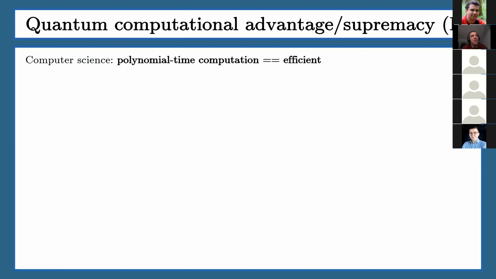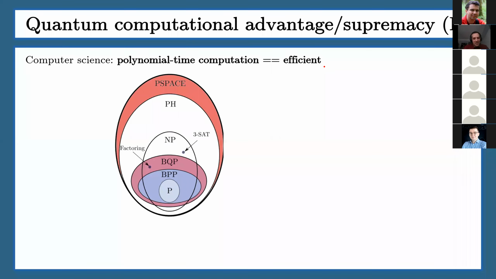about the structure of those quantum advantage results. So first caveat is that in theoretical computer science, polynomial time computation is typically identified with efficiency. So you say that computation is efficient if it can be done on a classical computer in polynomial time. And you have those complexity classes, right? So you have this class of problems P, problems solvable in polynomial time on a classical computer. Let's say BQP, which can be solved on a quantum computer in polynomial time.